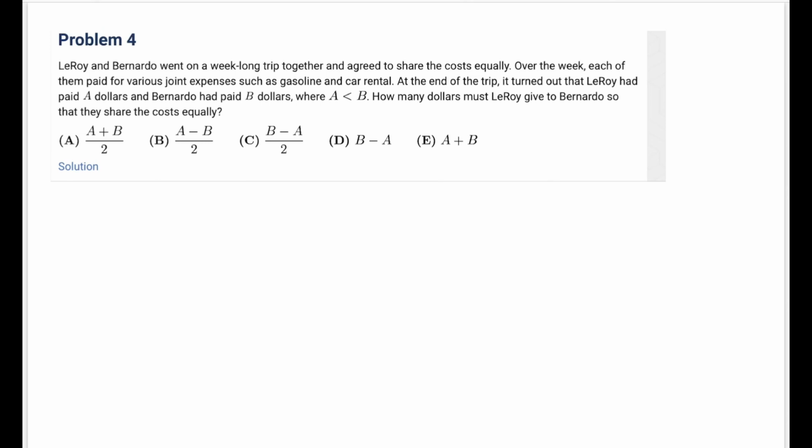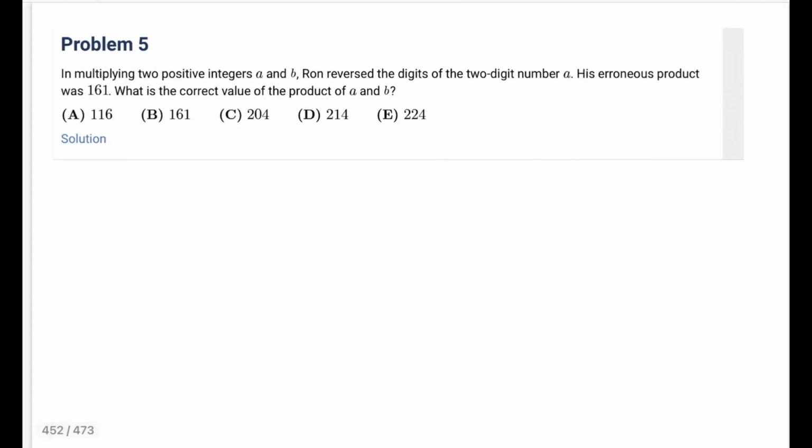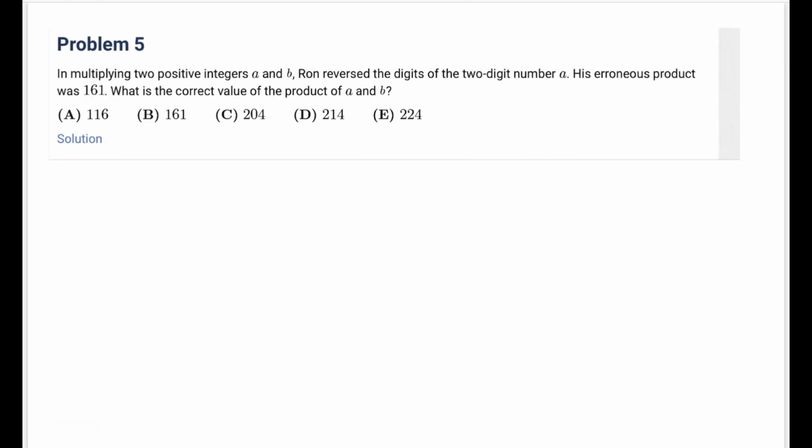Okay, so Leroy paid $A, Bernardo paid $B, and since A is less than B, the difference would be B minus A. To make the difference 0, Leroy would have to give this divided by 2 to Bernardo, and so the answer is (B minus A)/2. The answer is C.